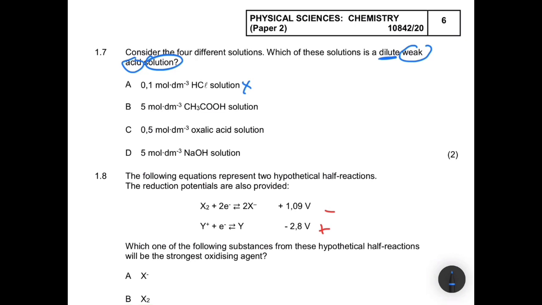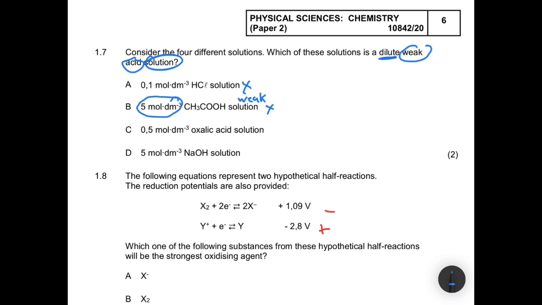And then B says 5 mole per decimeter cube of CH3COOH. We know that CH3COOH is a weak acid in its nature, so now it satisfies the weak criteria. But is it dilute? We have 5 moles per decimeter cube. That is very, very concentrated, so it cannot be dilute. So option B cannot be our answer.